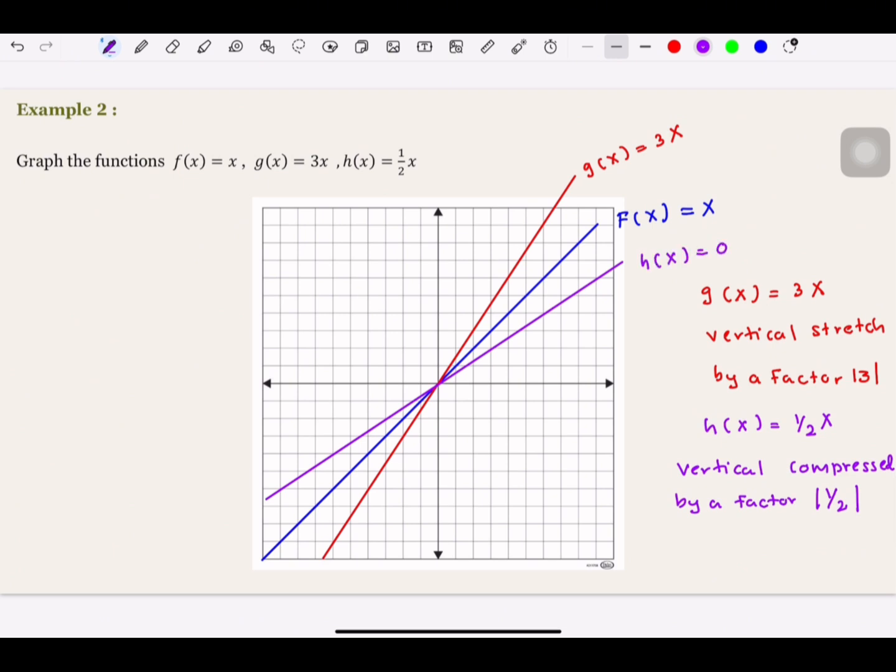Remember, g of x, which equals 3x, is vertically stretched. So this is the steeper line. On the other hand, h of x is a vertical compression, so it is the flatter line. All these graphs pass through the origin, but the steepness of the lines changes with the value of the multiplier.